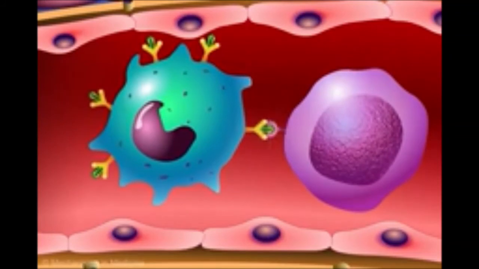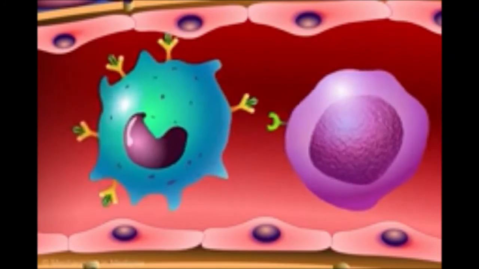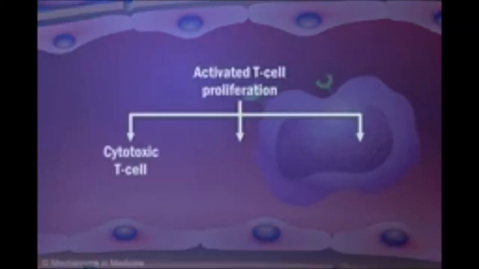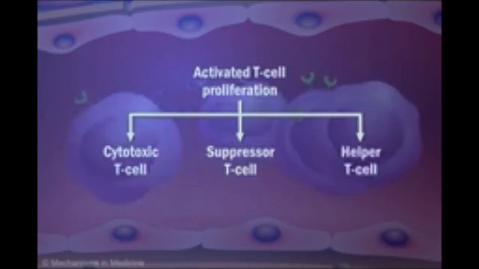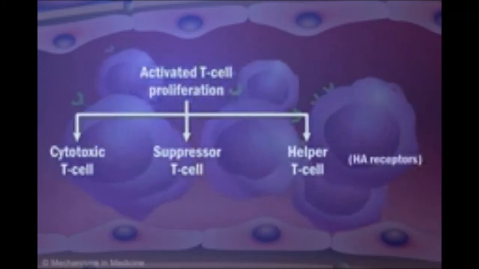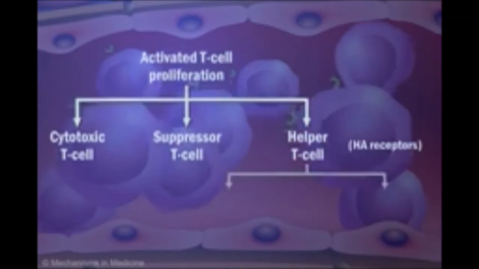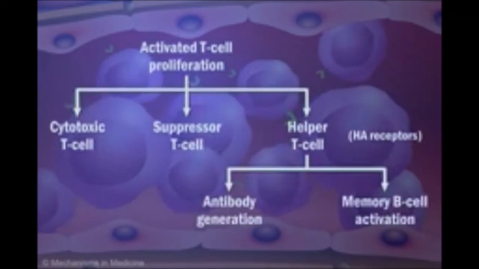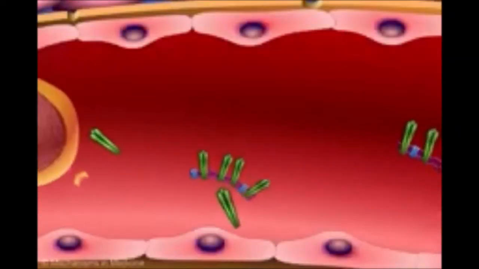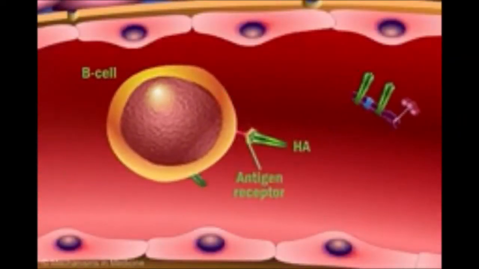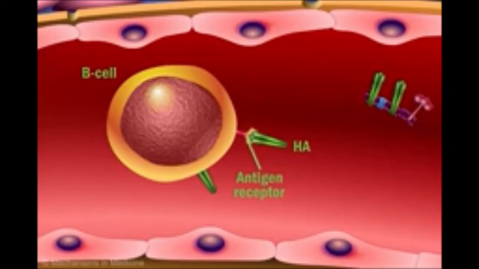T cells are now able to recognize and bind foreign antigens that are associated with the MHC. Upon binding to the MHC receptor, T cells become activated and proliferate into either cytotoxic T cells, regulatory suppressor T cells, or helper T cells. Activated helper T cells express hemagglutinin receptors specific to the vaccine strand on their surface and play a major role in antibody generation and memory B cell activation. Unlike T cells, B cells are able to ingest hemagglutinin independent of the MHC.